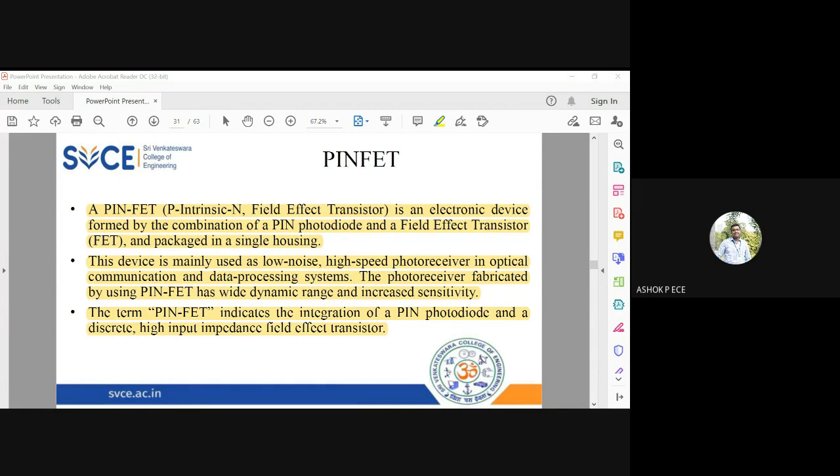Immediately after your photodiode, you will have a FET that is going to provide the amplification. So PINFET is the combination of photodiode and FET. And the photodiode is made up of PIN.